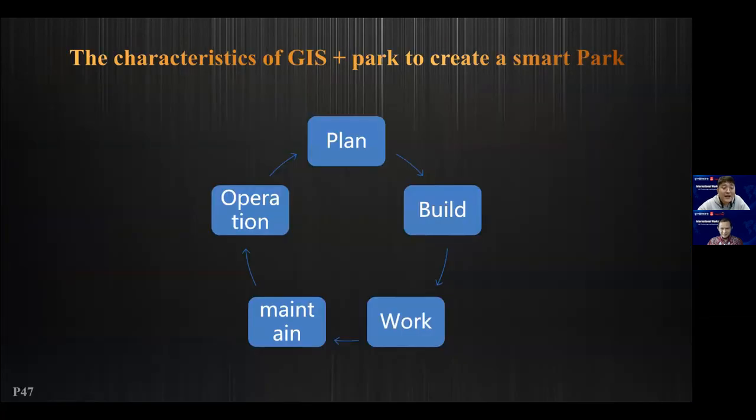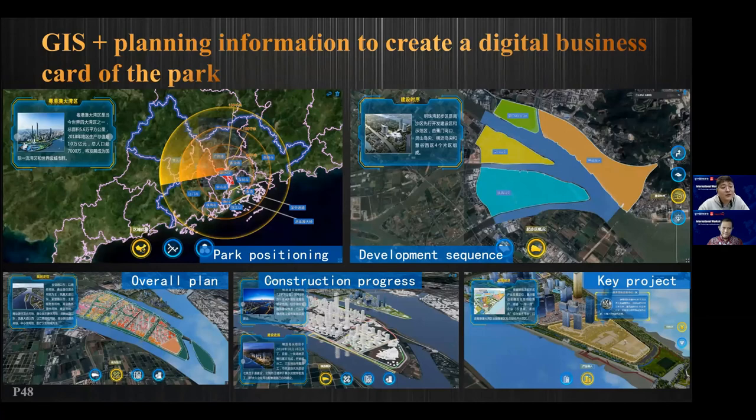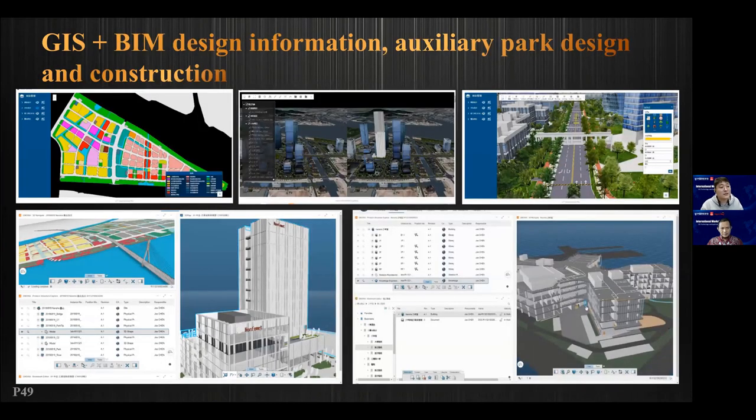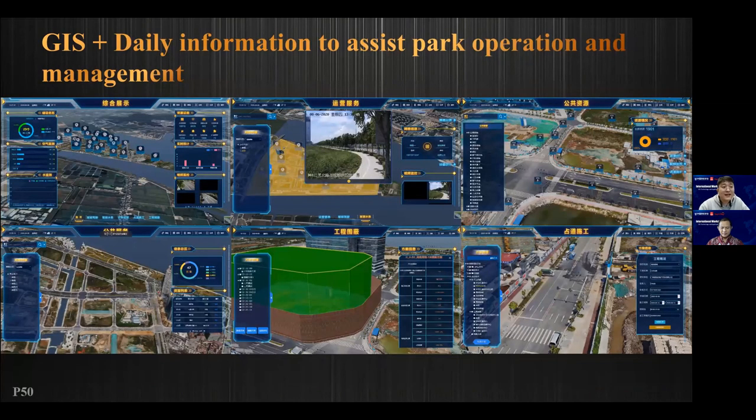And the second level is the park. We can call it smart park or smart station. It can cover all the processes from plan to build to work to maintenance and operation. And GIS can integrate with different types of data, such as the planning information to create a digital business card of the park. And GIS can integrate with the BIM design information to monitor the status and construction progress of a park. And GIS with the daily information to assess the park operation and management.